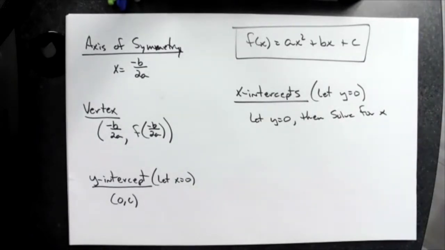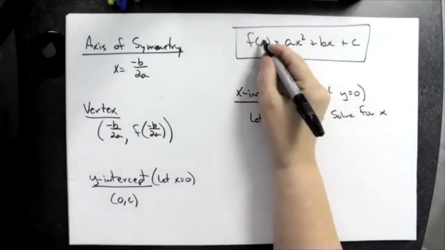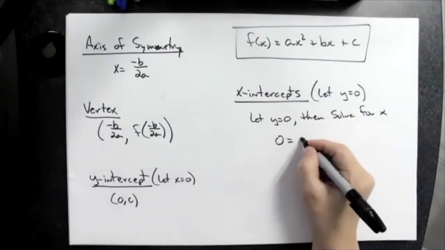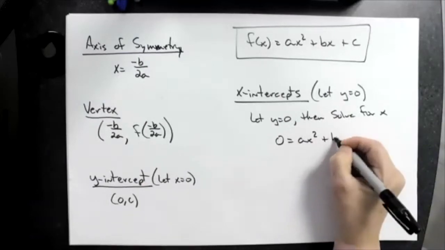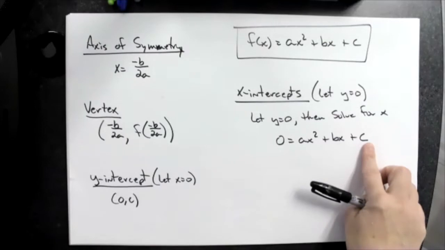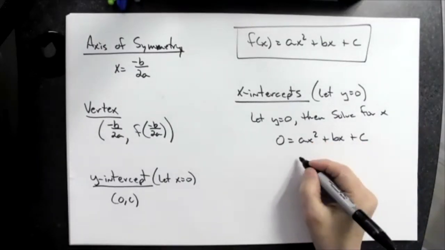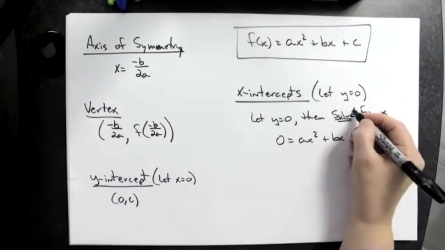Just to see what that's going to look like, if I let y equal 0, I'll put a 0 there, and then I would have ax squared plus bx plus c, obviously with the a, b, and c being numbers. And this is what we've done over the last couple of sections. How would we solve that?